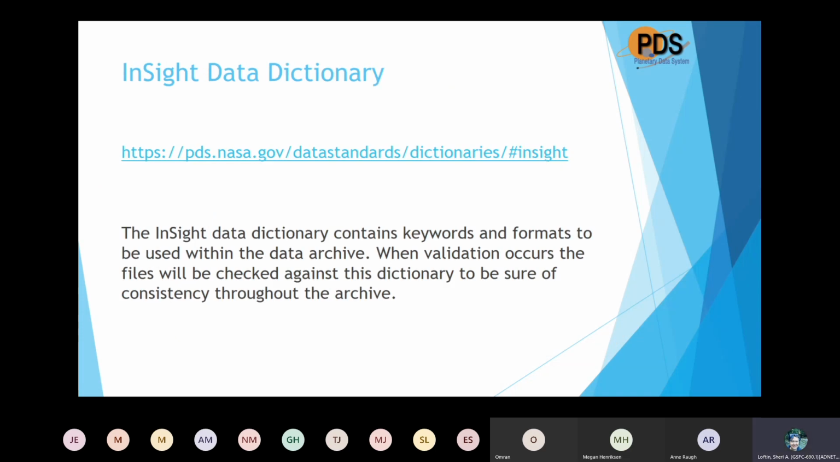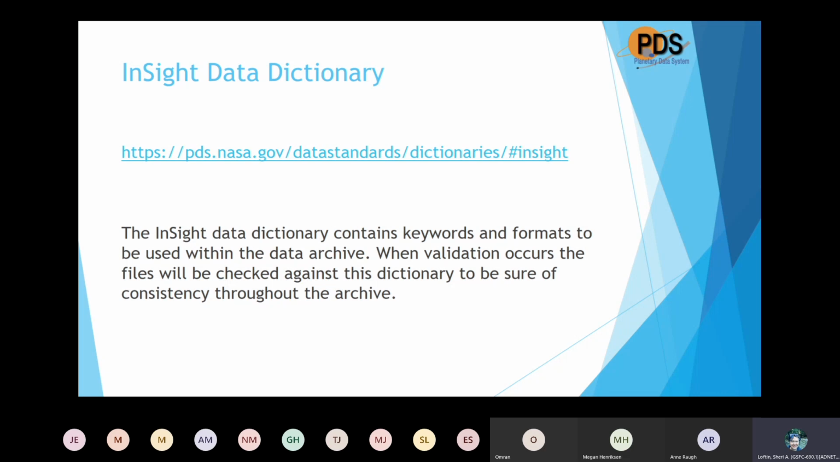All right, and the InSight Data Dictionary. Again, InSight is a large mission, so it has a very large data dictionary. I'm including these, you'll be getting these slides, so you can click on these links when you get them, and you can actually see and scroll through what is included in InSight's data dictionary. So it's going to have the keywords and the formats that are going to be used within their archive. And when the validation happens, this is what we're going to check against.